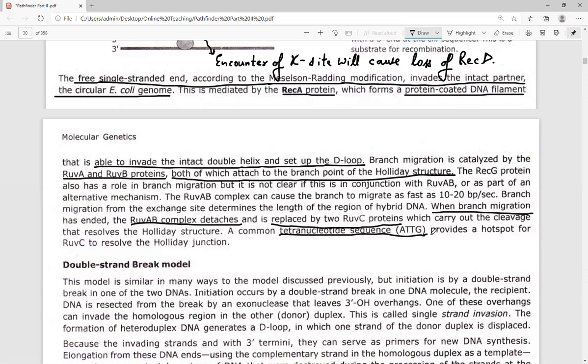There is a sequence that is produced called ATTG. It provides a hotspot for the RuvC protein to resolve the Holliday junction. It is this one that will provide the hotspot for resolution of the Holliday junction to take place. Once the Holliday junction is resolved, the process will be over. So here we can resolve the Holliday junction.